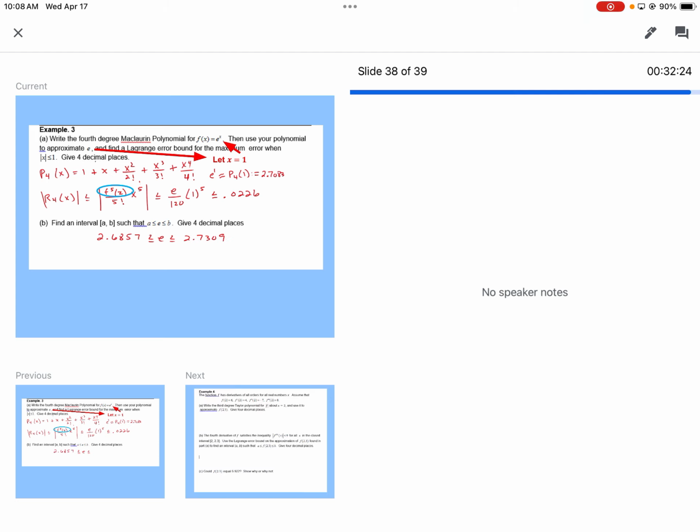So how do we know the interval is from -1 to 1? Because they say when absolute value of x is less than or equal to 1. That means 1 is the radius. Essentially, yes. That means my x must fall between -1 and 1. Those are my only options.